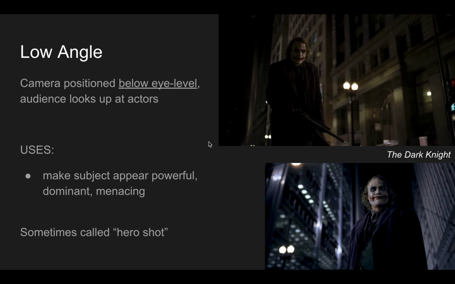Case in point here would be this scene from The Dark Knight. Now, even though this shot is sometimes called our hero shot, this would not be a shot of the hero. This is the villain, the Joker. This is when he gains the upper hand in the film. He gains the upper hand over Batman, who has chased him and has crashed his motorcycle and is literally lying on the ground. And so the Joker here has gained a more powerful position, a more dominant position. And so we see the camera now framing him from a low angle.